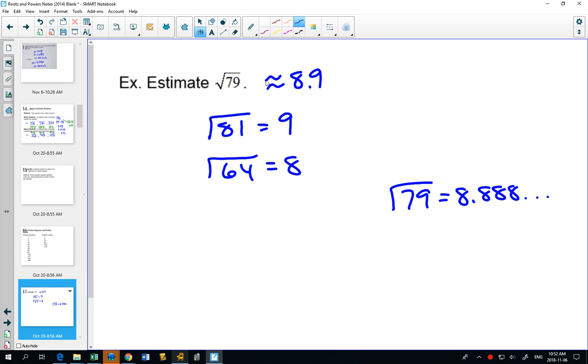But the key thing here is what Regan used is he used some points that he knew. He knew the square root of 81 was 9. He knew the square root of 64 was 8. And since 79 was a lot closer to 81, he went with that as an estimate.